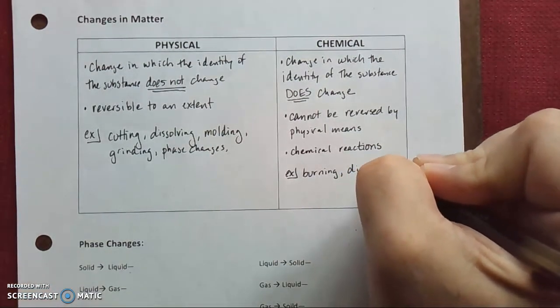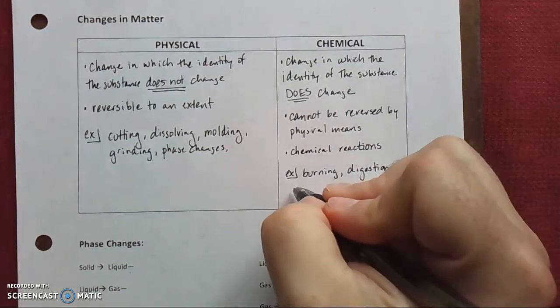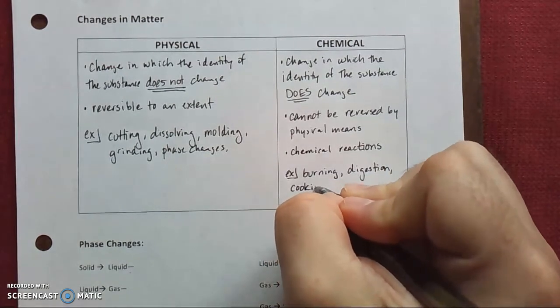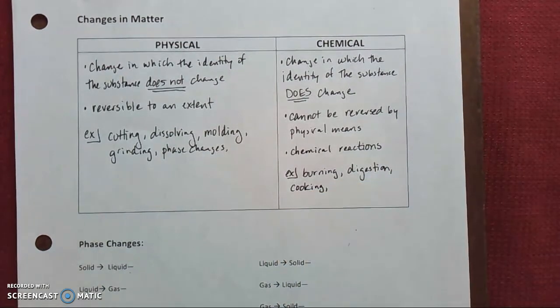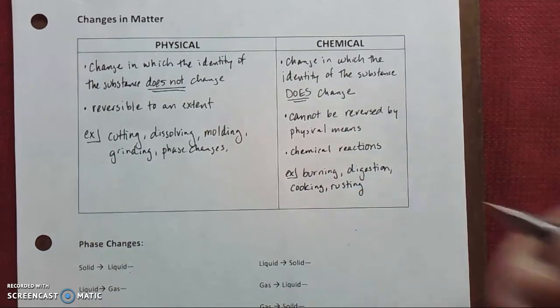Digestion of food. Once we digest the food and it comes out the other end, we can't get the food back to its original state. That would be kind of gross. Cooking is nothing more than chemical reactions or chemical changes. Rusting is another one.